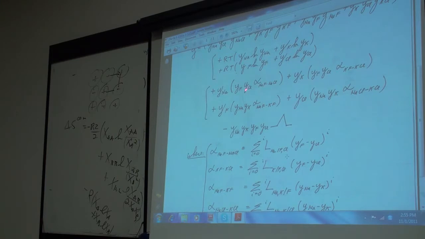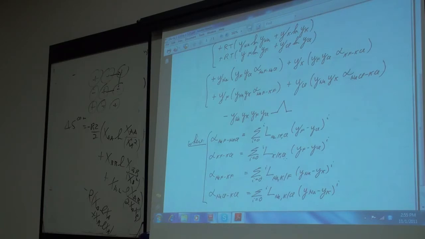I've written the alpha functions as polynomials in each binary system. So in the sodium fluoride, potassium fluoride system, the alpha function is the Redlich-Kister parameters times y sodium minus y potassium to the i power. These are your binary parameters of the Redlich-Kister expansion for the alphas in each of the binary systems.